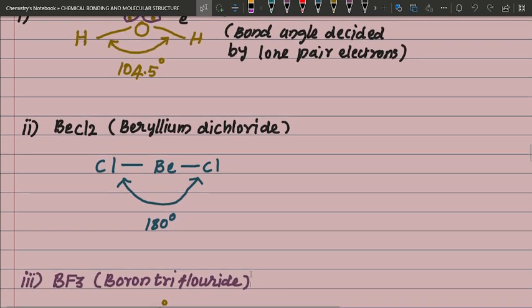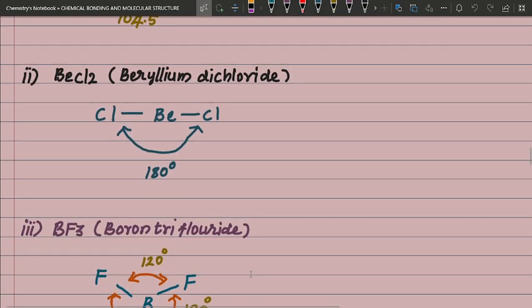Next, BeCl2, beryllium dichloride. See here, both sides have a chlorine atom, so there is no electrostatic repulsion between them, and both exert equal force of attraction. So this molecule has a linear shape, with a bond angle of 180 degrees.